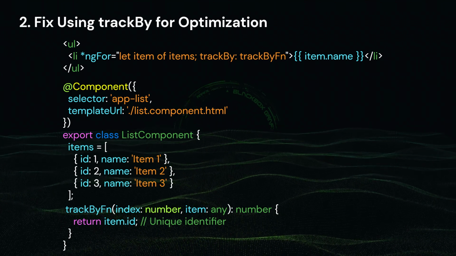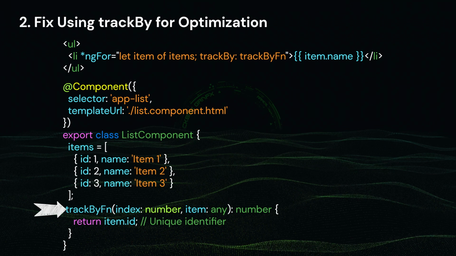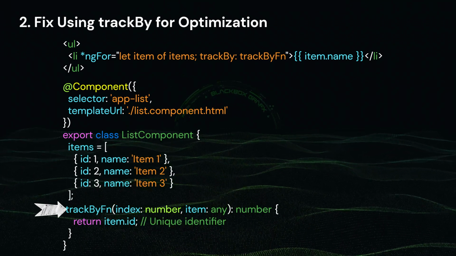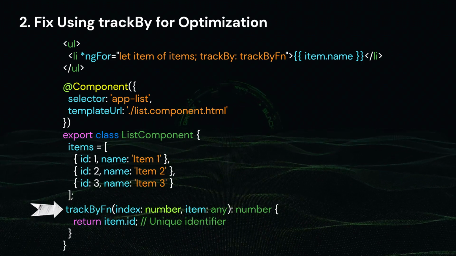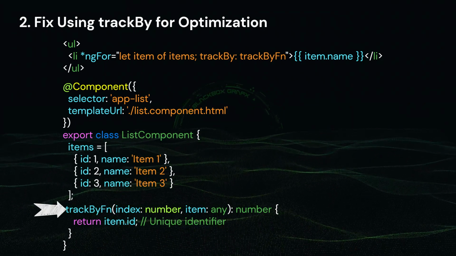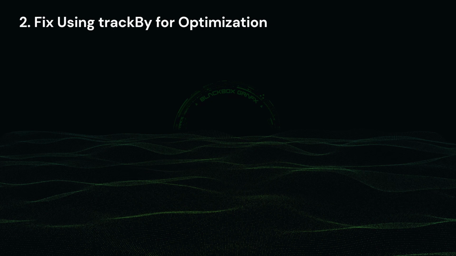Now let's see TS code, how trackBy works. It takes 2 parameters. First, index, the position of the item in the list. Second, item, the actual data object. The function returns a unique identifier, item.id, so that Angular knows which items haven't changed. Hope you understand why trackBy improves performance.